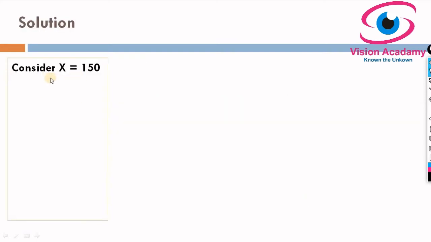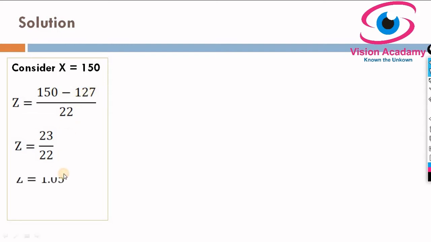Here we have to consider that X is equal to 150, and when I replace the value 150 in the standard normal variate, it is 150 minus 127, which is mu, divided by the standard deviation 22. When I simplify this, 150 minus 127 is 23, and 22 carries the same. When I simplify this further, Z is equal to 1.05. This Z value information is given in the problem itself.